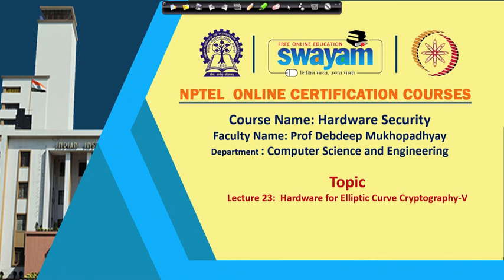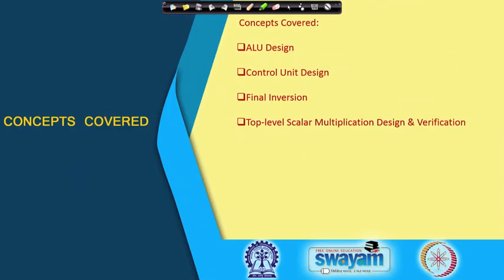So, welcome to this class on hardware security. We shall be continuing our discussions on elliptic curve cryptographic hardware design. In particular, today we shall be trying to look into more details about the hardware that we started discussing in the last class. We shall be starting to look into the ALU design, that is arithmetic logic unit design.